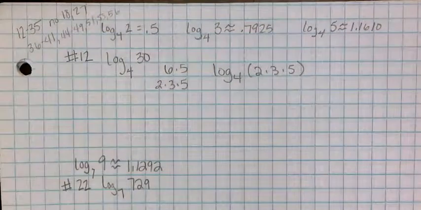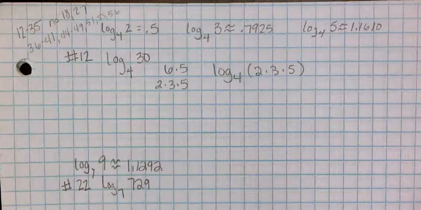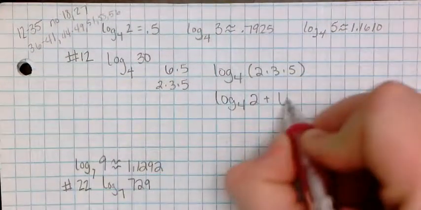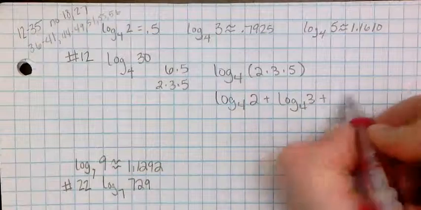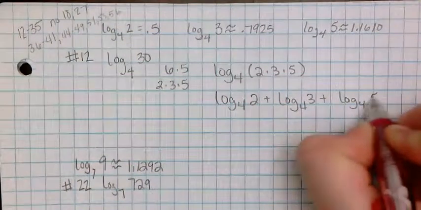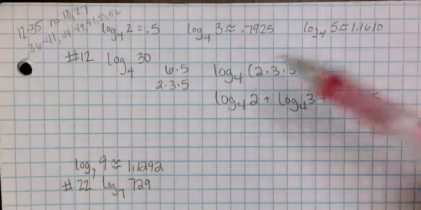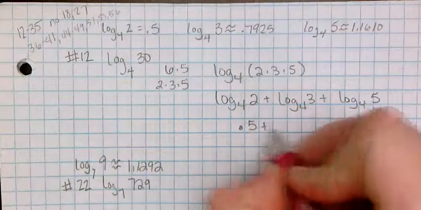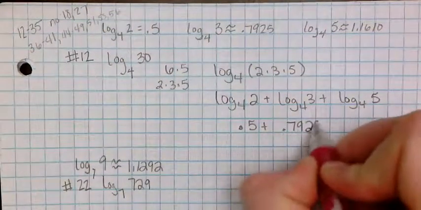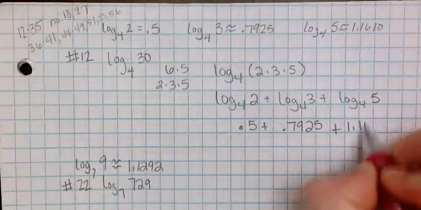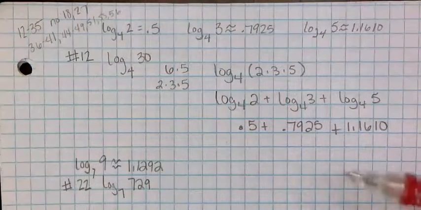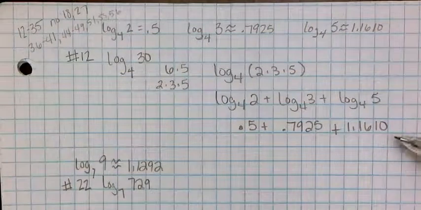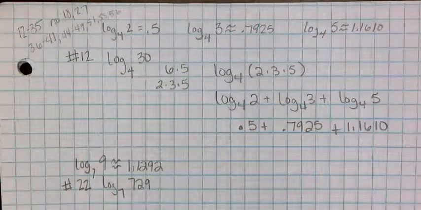The product property of logarithms allows you to rewrite this as an addition problem, so it would be log 4 of 2 plus log 4 of 3 plus log 4 of 5. And what you would do is you would then plug in the decimal equivalents, so you'd have 0.5 plus 0.7925 plus 1.1610. And then you would simplify that, and that would give you your approximation for what log base 4 of 30 is. I'm not going to do that for you. You can do that on your calculator.